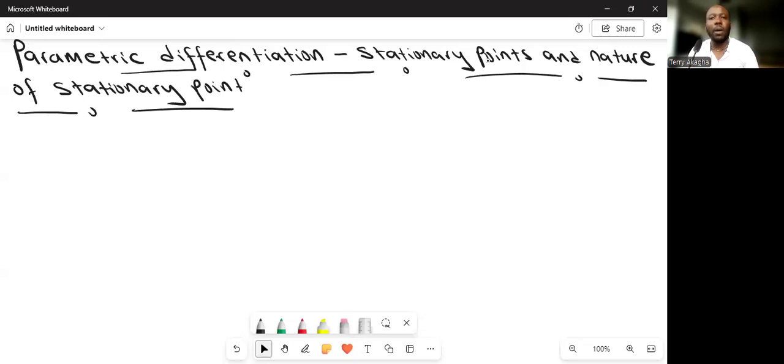So we're going to talk about how to find the stationary point and the nature of stationary point from parametric equations, okay? So it's very, very important for you to review the 7 steps on how to solve parametric equation. And we're going to be focusing more on step 7, which is the rules on parametric differentiation itself, okay?